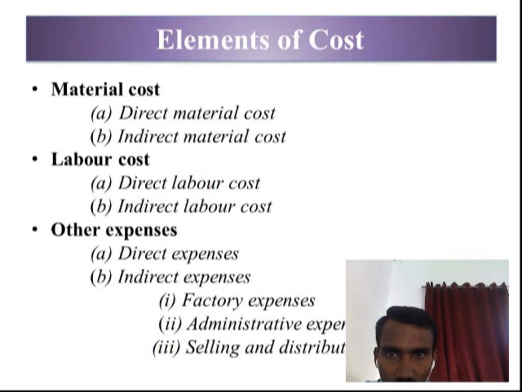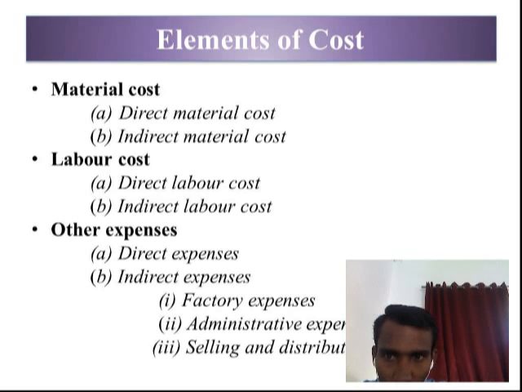Next one, elements of cost. Before going to manufacture a product, first of all evaluate the cost investments. Elements of cost means before manufacturing the product, first identify the material cost. Material cost is classified into two conditions. First one, direct material cost, another one, indirect material cost.